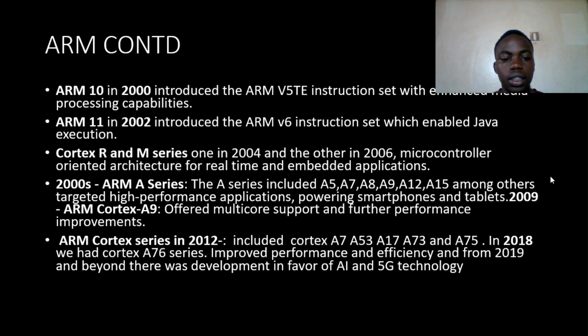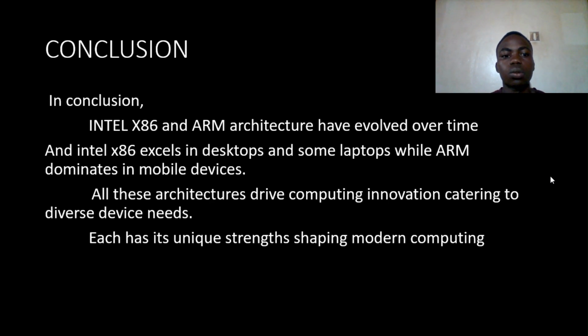And from 2019, there was development of these series in favor of AI and 5G technology, which is the trend of the modern world. In conclusion, Intel x86 is mainly used in desktops, workstations, and servers, whereas the ARM architecture is mainly used in mobile devices and embedded systems. This all has led to further modern computing being innovative.